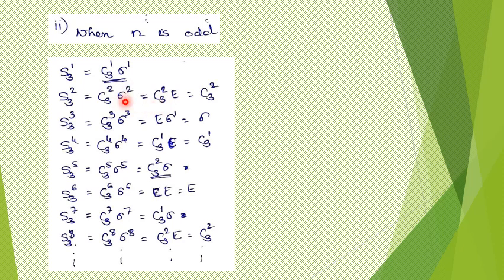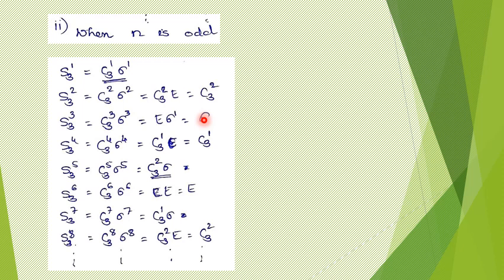Sigma squared, an even number of times if we repeat sigma, results in E. So C3^2 into E is C3^2 itself. So S3^2 essentially turns out to be C3^2. Consider this now: S3^3 can be written as C3^3 into sigma^3. C3^3, we know, is E. Sigma repeated 3 times will be just sigma itself. So E into sigma is sigma itself. So S3^3 results in sigma.